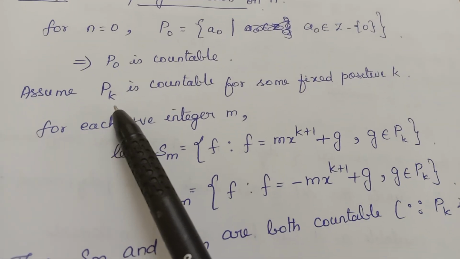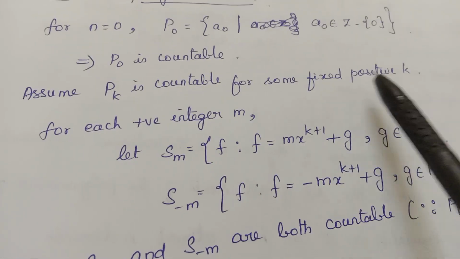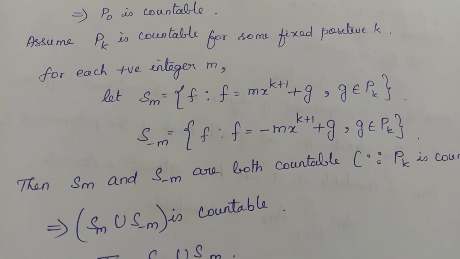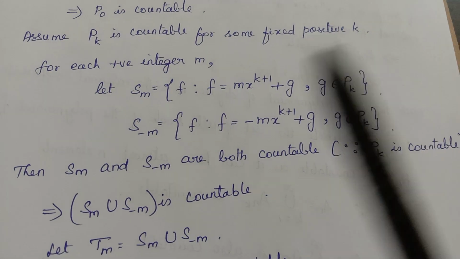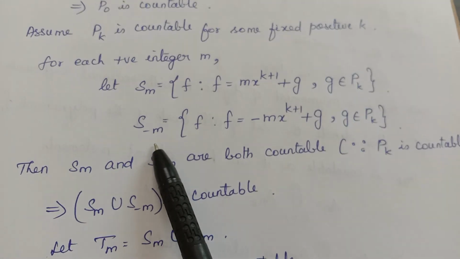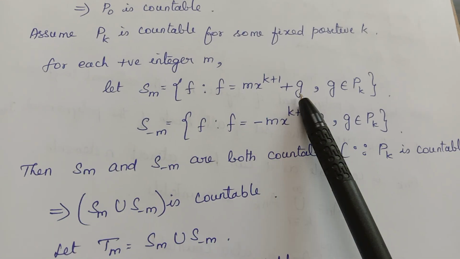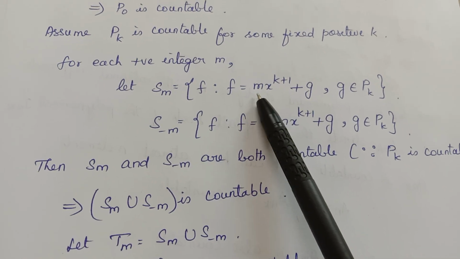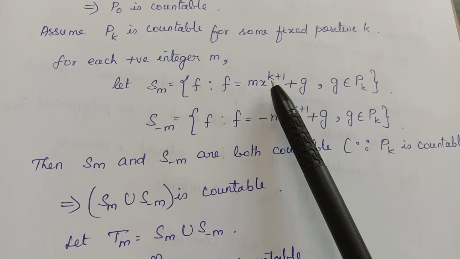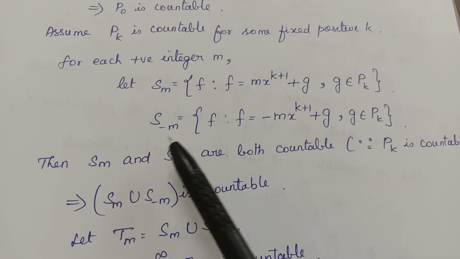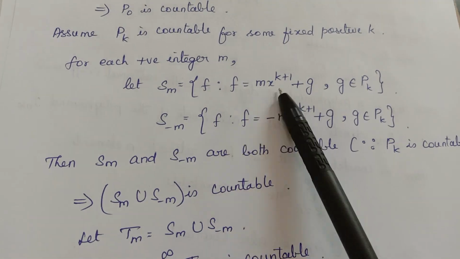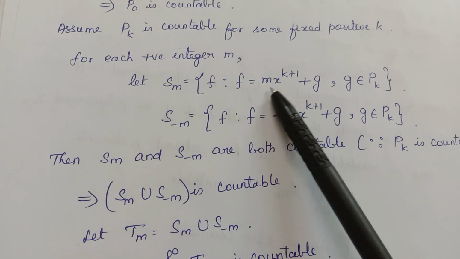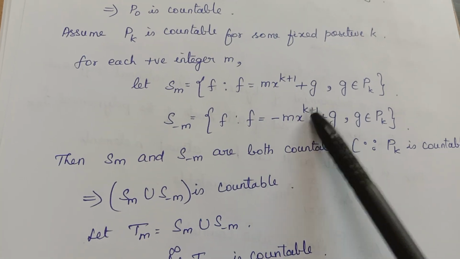So the set of polynomials of degree 0 is countable. Let me assume that the set of polynomials of degree k is countable for some fixed k. I am going to prove it for k plus 1. For proving countability for P(k+1), I am going to define one set Sm and S minus m. Sm is nothing but I take one polynomial of kth degree and add the (k+1)th term with coefficient m x power k+1. The same thing with negative sign, I take as S minus m. Obviously, these two will be countable because we are taking only a kth degree polynomial, and with that one, I am adding only one single member. Therefore, both of them will be countable.